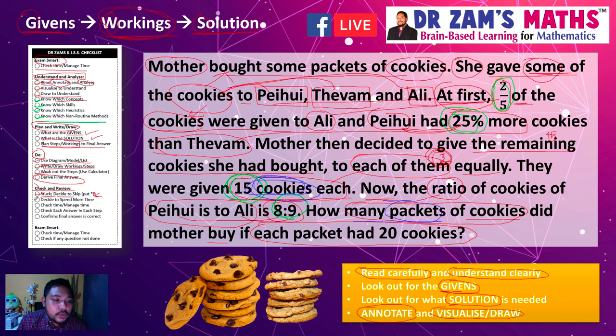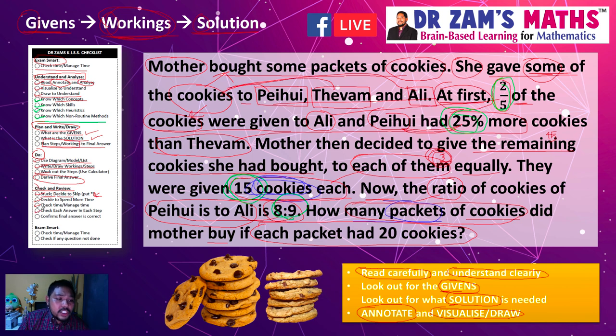If your child decides to spend more time, it is because probably in the previous questions, your child managed to save some time because your child was faster, right? You are faster at doing it. So you try to spend more time on this question, for example. And then you have to keep checking time and manage time, right? Because you're not sure. You cannot be spending 1 hour on a question, right?